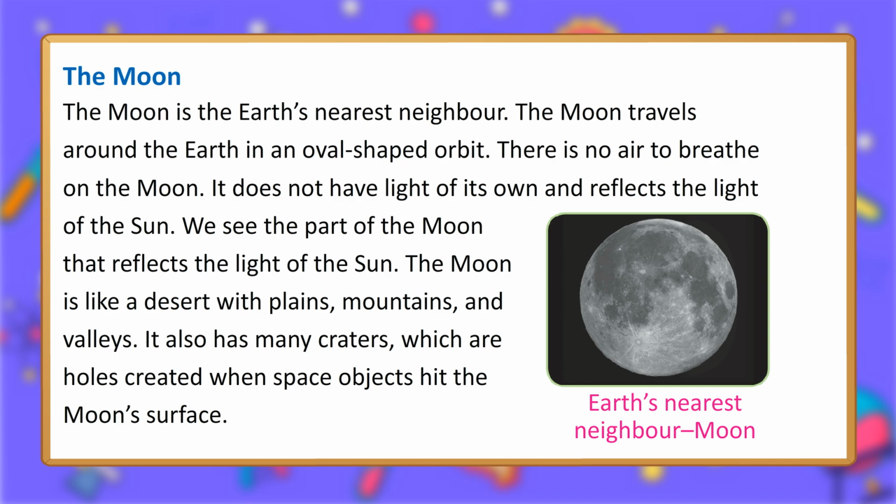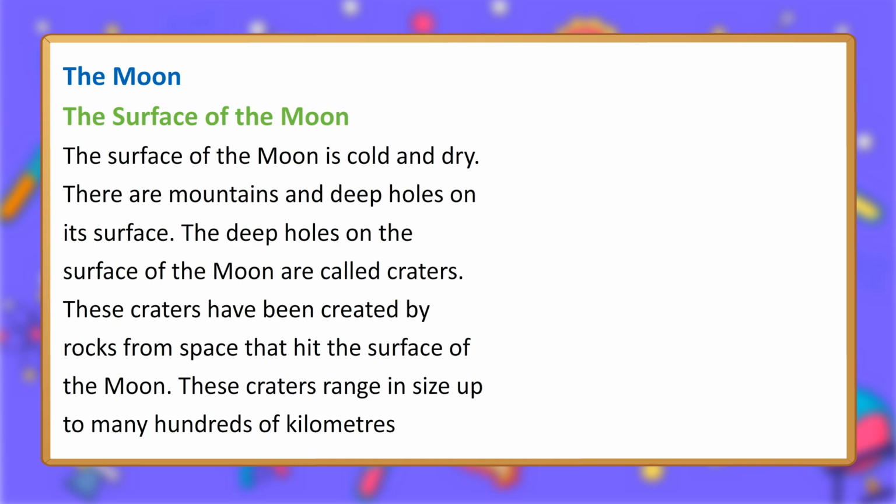The surface of the Moon. The surface of the Moon is cold and dry. There are mountains and deep holes on its surface. The deep holes on the surface of the Moon are called craters. These craters have been created by rocks from space that hit the surface of the Moon. These craters range in size up to many hundreds of kilometers.